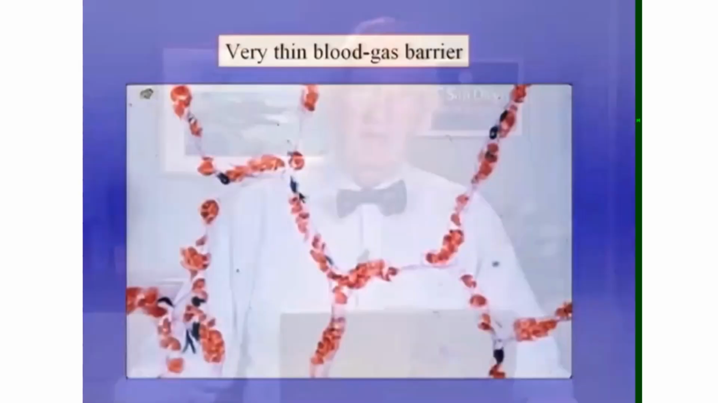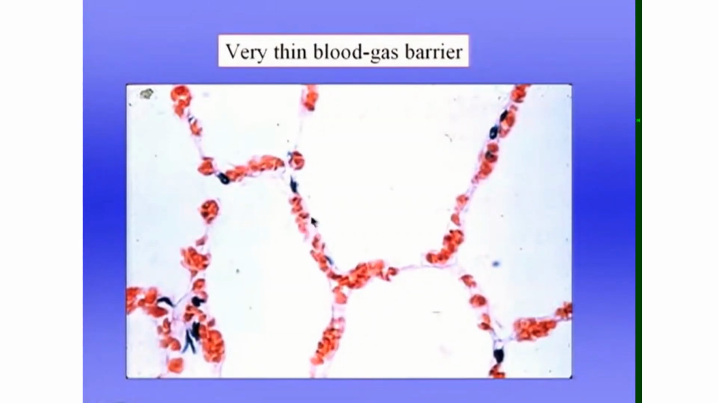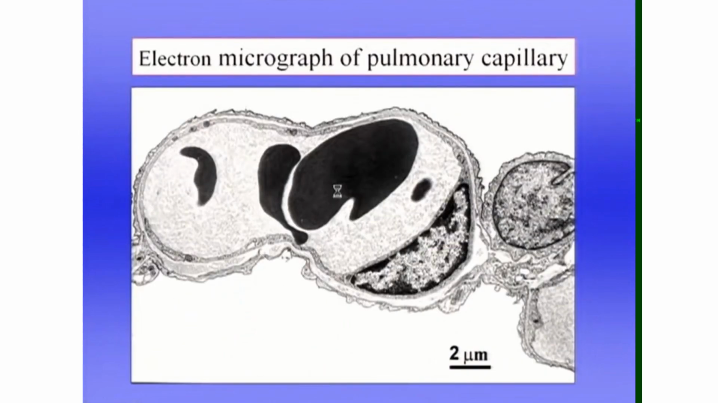If we look at a light micrograph, we can barely distinguish the blood-gas barrier, the barrier between the alveolar gas and the capillary blood. It's right at the limit of resolution of the light microscope. And if we go to an electron micrograph, of course, we can see the barrier very clearly here. This is the thin side of the blood-gas barrier. And we can see that its thickness is only about 0.3 of a micron, fantastically thin. So we've certainly satisfied the requirement that the barrier be extremely thin.